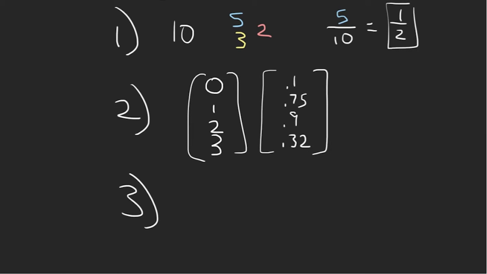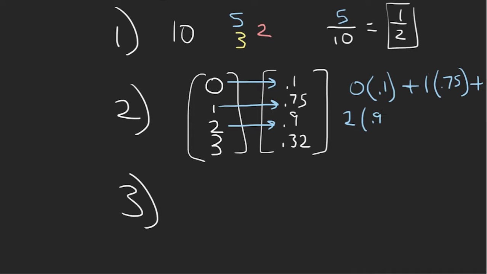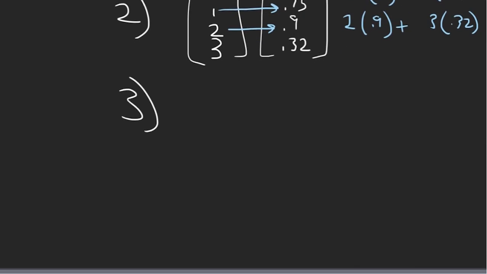And what the ACT will expect you to know how to do is to multiply across and then add it to the next one. So we're going to multiply 0 times 0.1 and add it to the next one, 1 times 0.75. And then we do the whole thing. We multiply everything out. So 2 times 0.9 plus 3 times 0.32. You add those all up together, and that's usually your answer. They come at you, as always, with different looks about that question, but at its core, that's what you have to do. Not too bad, right?